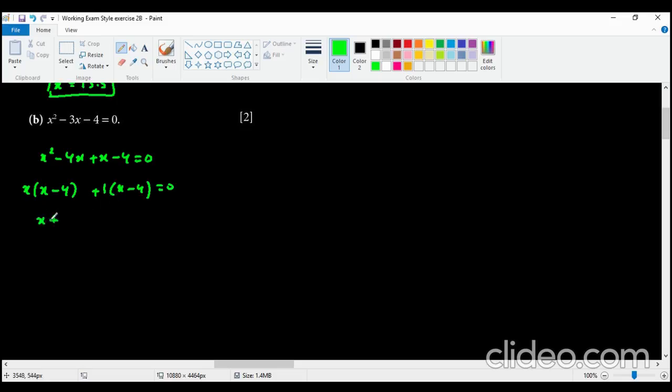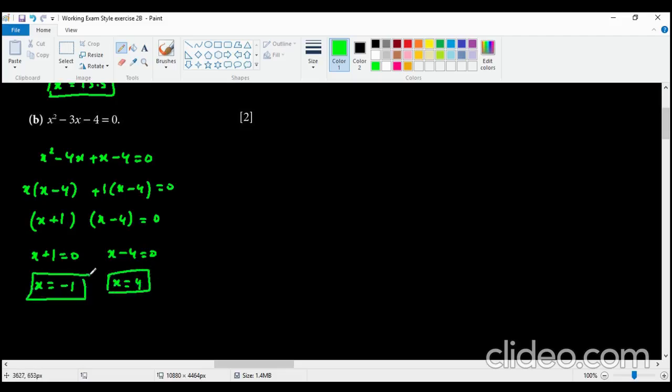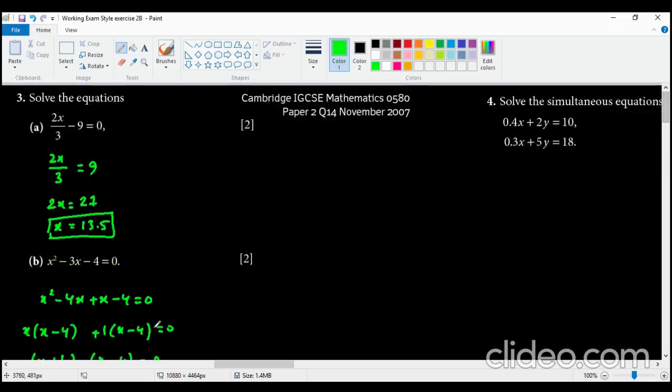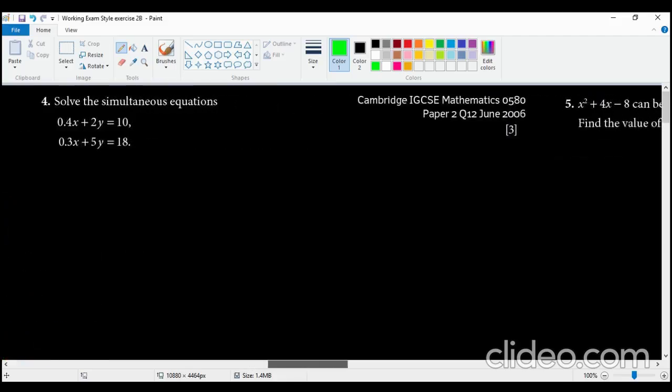So x plus 1 is going to be in one bracket, and the other bracket contains x minus 4 equals 0. So x plus 1 equals 0 and x minus 4 equals 0. That means the value of x is going to be negative 1 and x is a positive 4. This is the answer for part B. Moving on to the next question, which is question number 4.